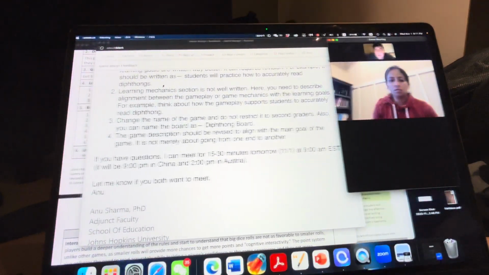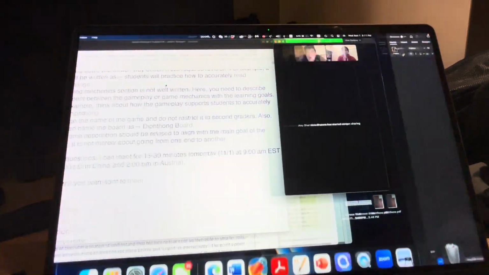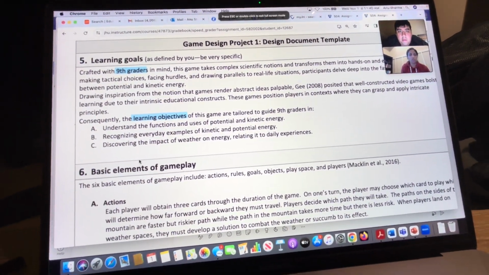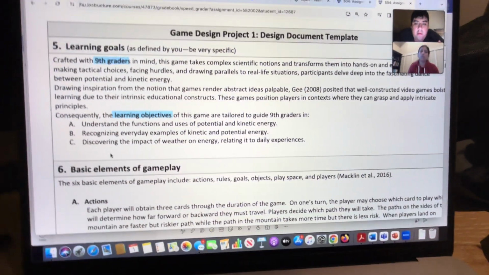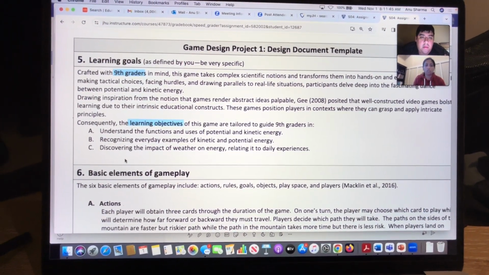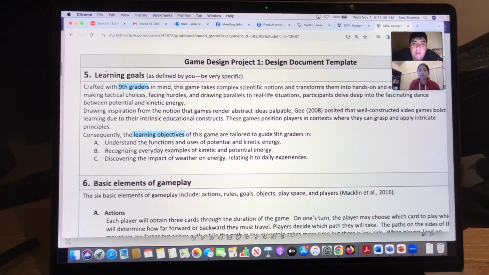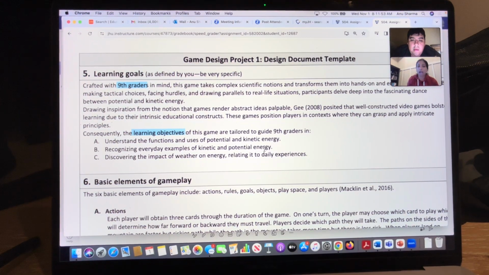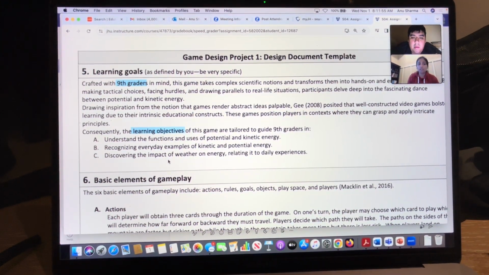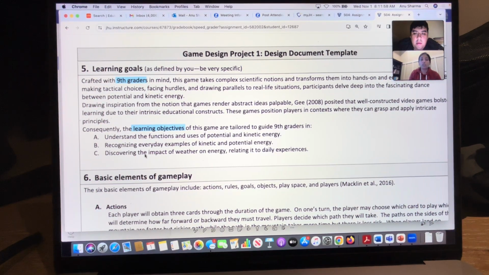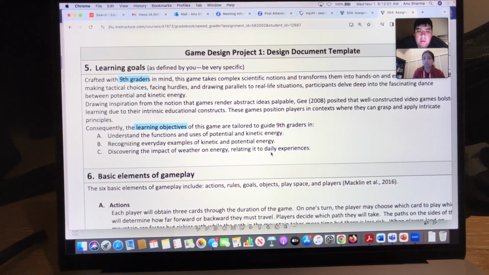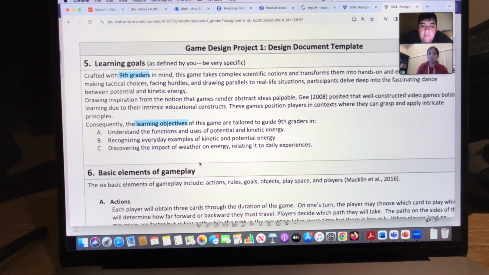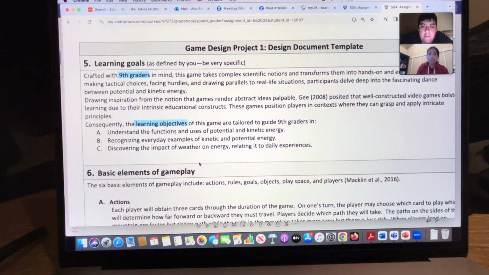So this is from another assignment. This is written by fellow classmates of yours. For example, here, this is about kinetic energy and potential energy. So look here, the students have written goals as: understand the functions and uses of potential and kinetic energy, recognizing everyday examples, discovering the impact of this, and relating it to daily experiences, because this is how they have designed this game. So see here, these learning goals make sense.